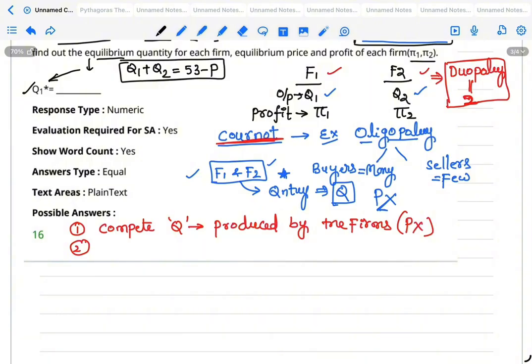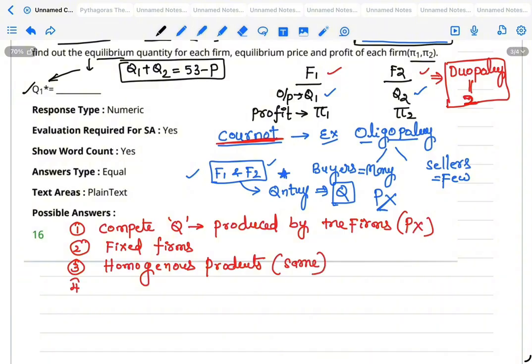In Cournot competition, there is a fixed number of firms, and mainly they produce homogeneous products, that is identical or the same type of products. Next is simultaneous decision making.